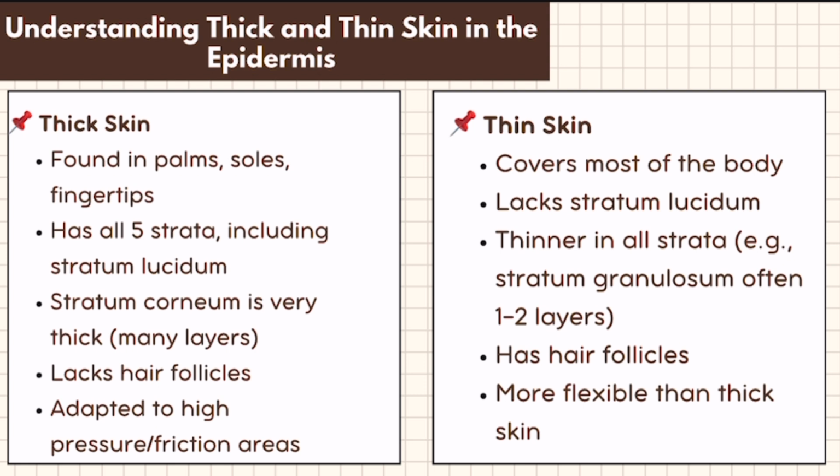In thick skin, the stratum corneum is very thick. Thick skin also lacks hair follicles, and thick skin adapts to the high pressure friction areas. Thin skin covers most of our body, like our forearms, for example. It lacks stratum lucidum and is thinner in all strata. Thin skin has hair follicles and it's more flexible than thick skin.